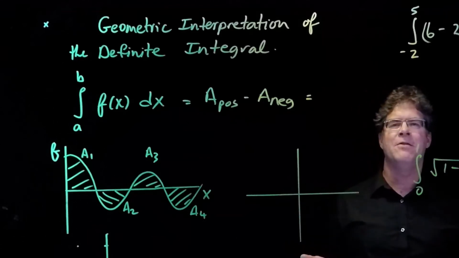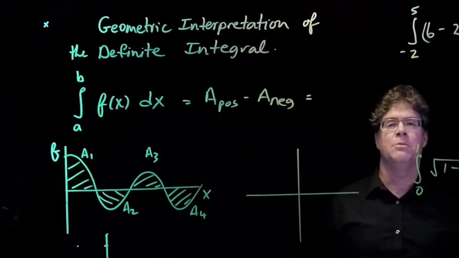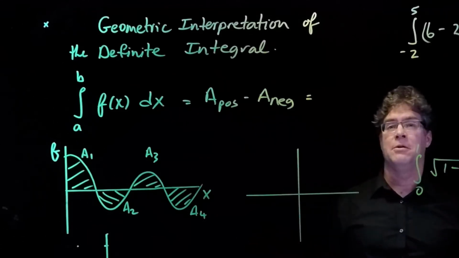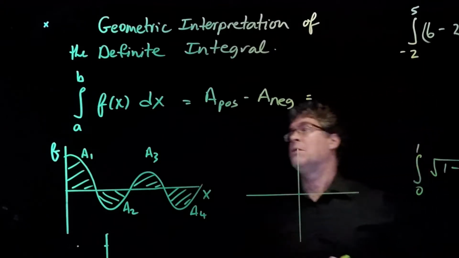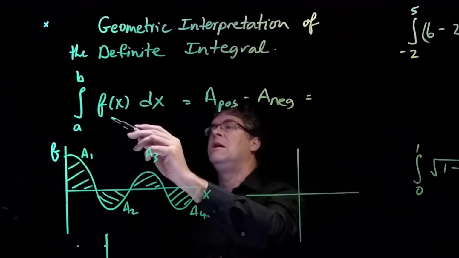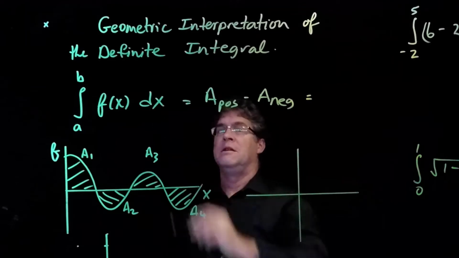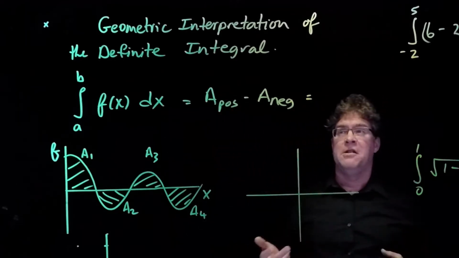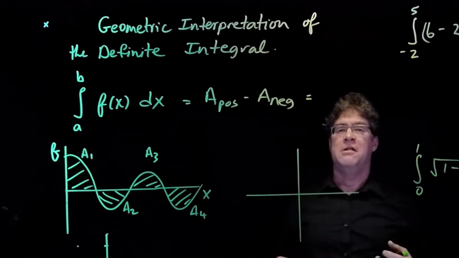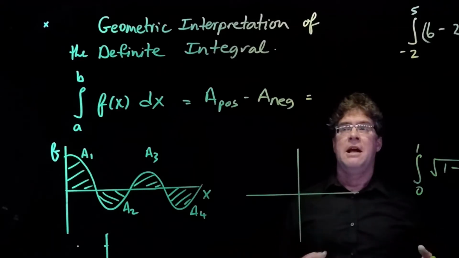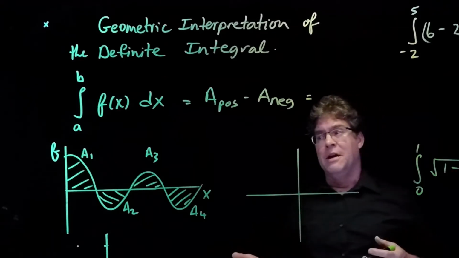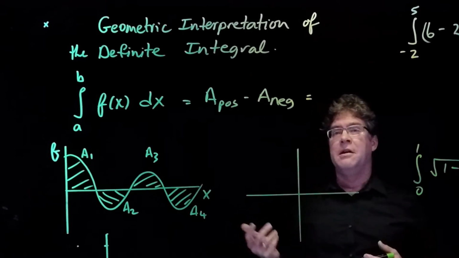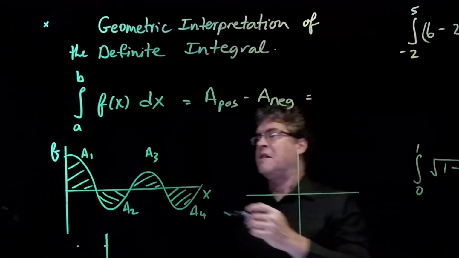Hi, I'd like to take a few minutes to talk about a geometrical interpretation of the definite integral. We write the definite integral as the integral from a to b of f of x dx, and we can interpret it geometrically as a positive minus a negative, where a positive is the positive area and a negative is the negative area. The positive area is the area above the x-axis here.